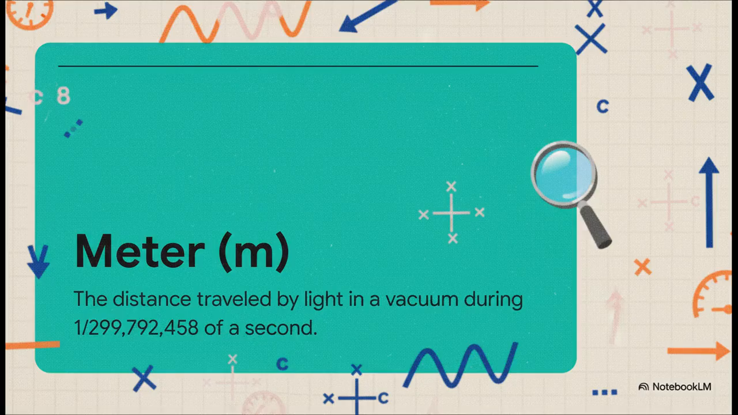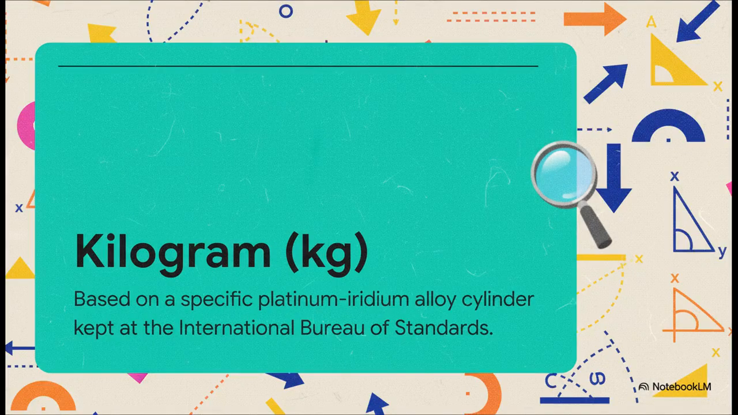So what exactly is a meter? Well, it's not just some random length anymore. The modern definition is incredibly precise. It's tied directly to a fundamental constant of the universe, the speed of light. A meter is officially the distance that light zips through a vacuum in a teeny tiny fraction of a second. Pretty cool, right?